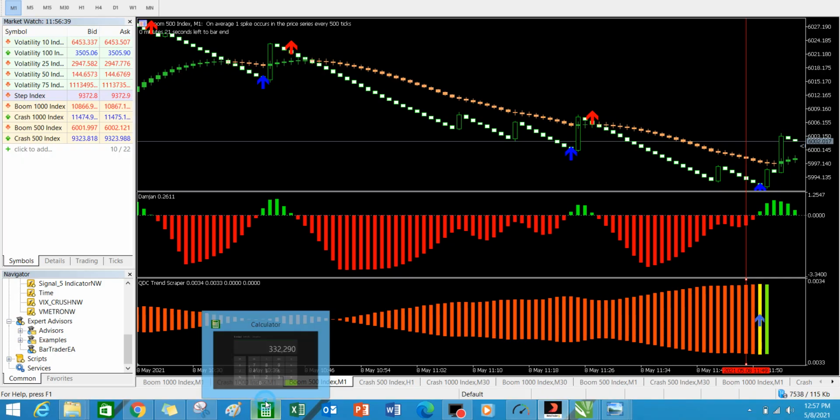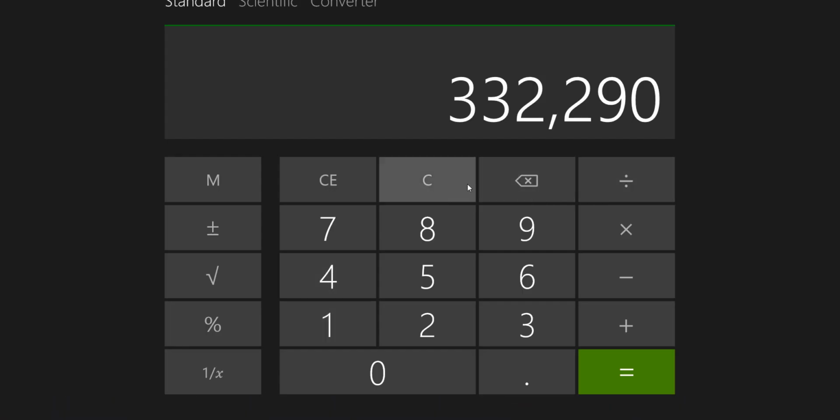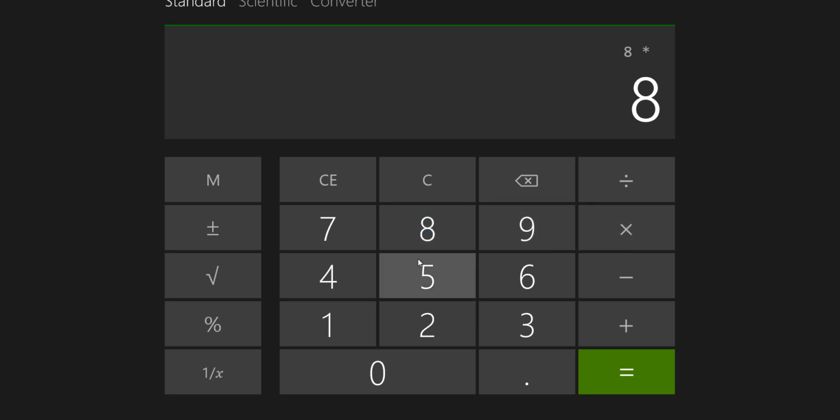So let's do some calculation. We got 8 5-minute candles, right? Successfully. 8 5-minute candles successfully. So that is 40 minutes, isn't it? That makes it 40 minutes. Let's say you are earning $2.5 per minute. Okay, times 2.5.